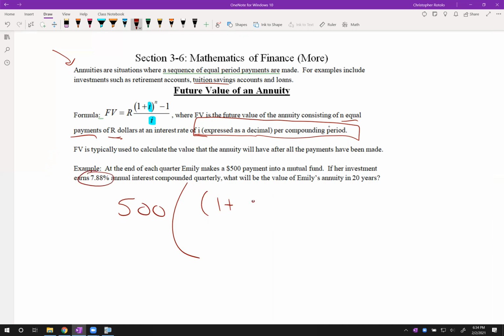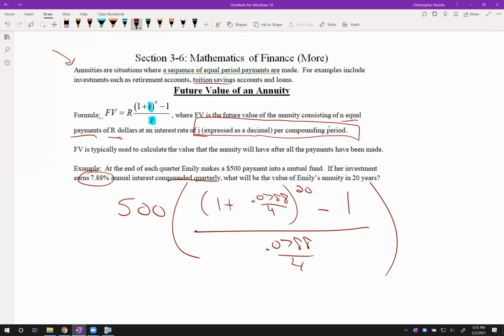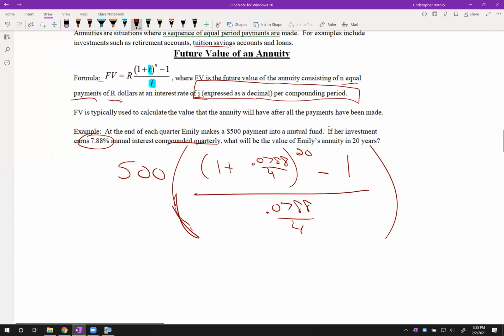Okay, so 0.0788 compounded quarterly over 4. Okay, so this is I right now. So we're going to close that up, and we're going to take that to the 20th power minus 1, and it's over 0.0788 over 4. So typically we don't want to show a fraction within a fraction, but I'm just trying to make sure you guys understand what's going on.